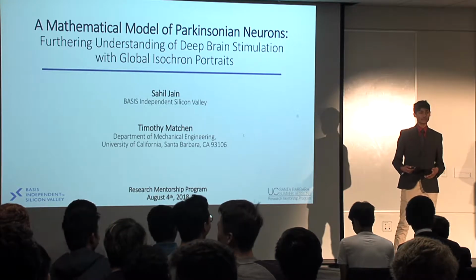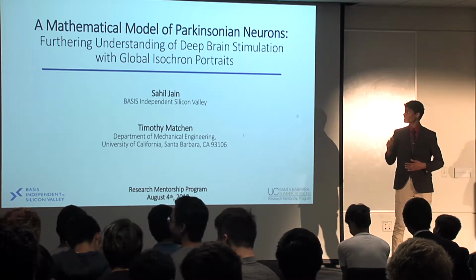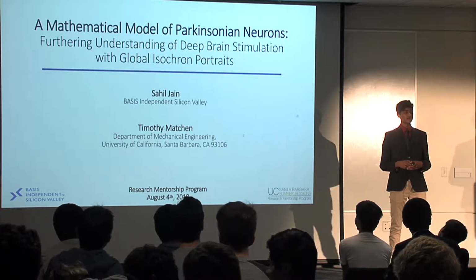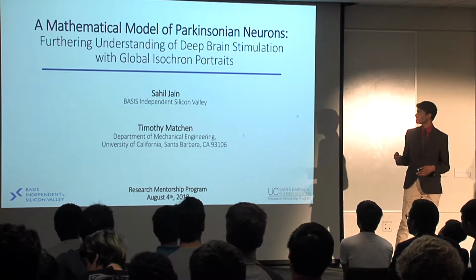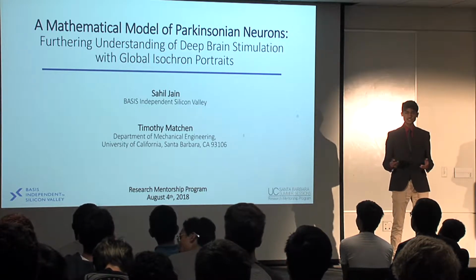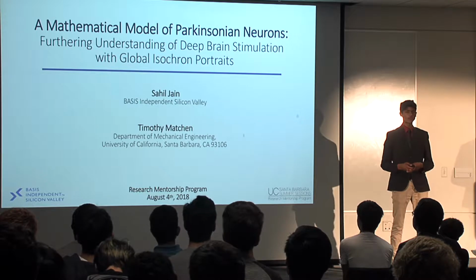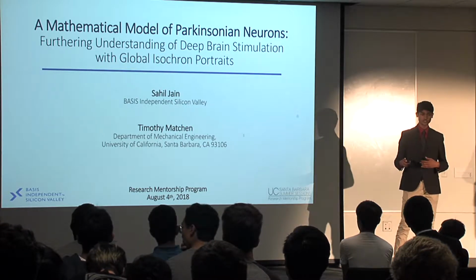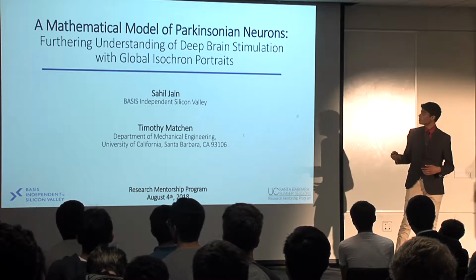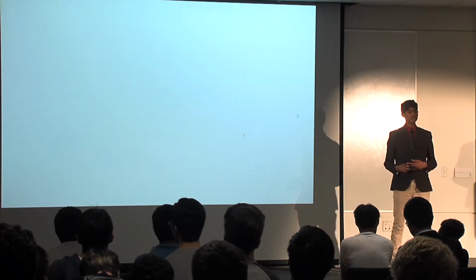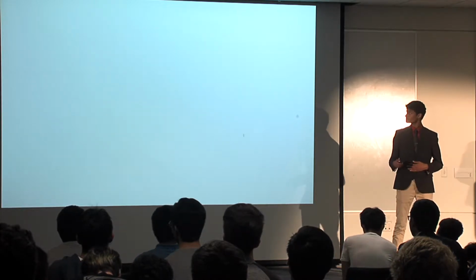And today I'll be talking about mathematically modeling Parkinsonian neurons, specifically furthering our understanding of deep brain stimulation using global isochron portraits. Parkinson's disease, 10 million cases, no cure. Parkinson's is a neurodegenerative disease that affects motor control in human patients by basically affecting the basal ganglia, specifically the substantia nigra and the subthalamic nucleus.